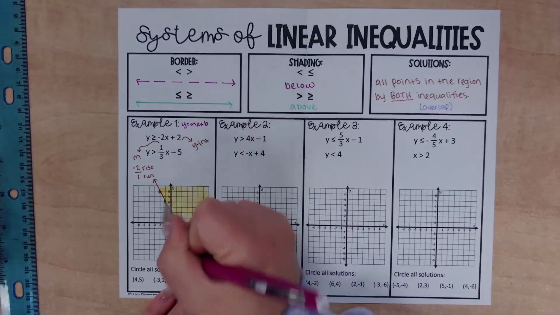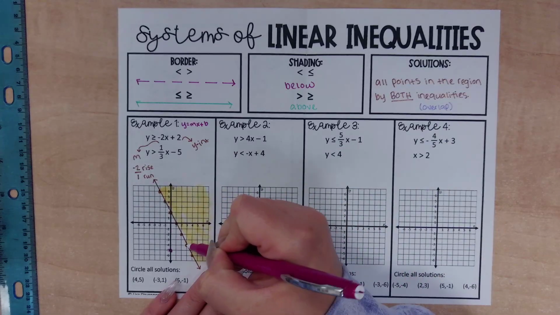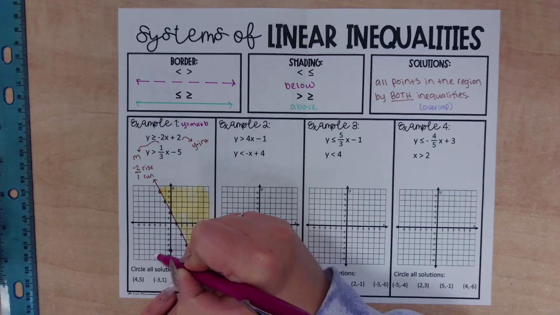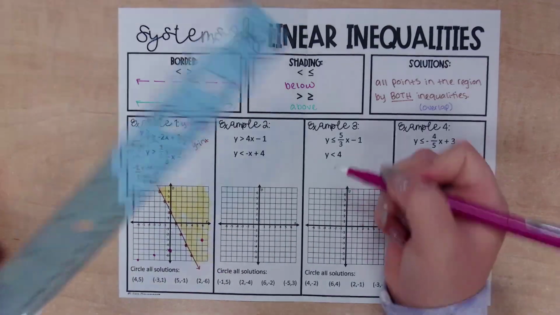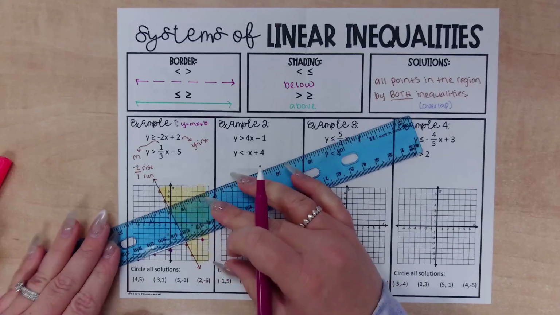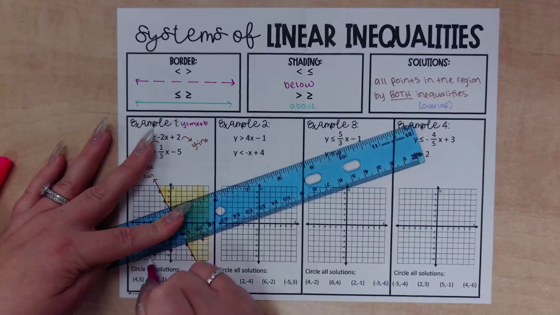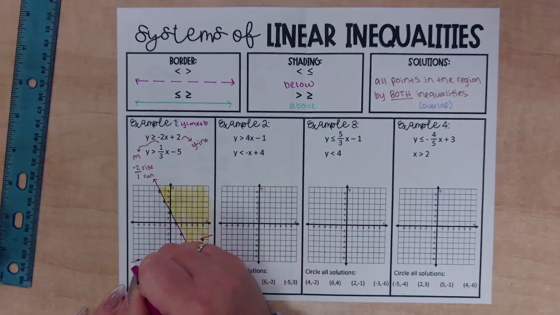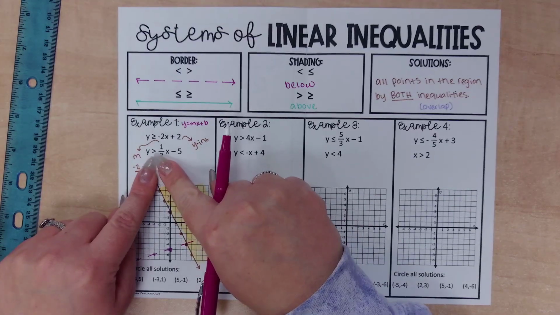Plot your -5 first. Then perform your slope, up 1 over 3, up 1 over 3, down 1, left 3, down 1, 1, 2, 3. Perfect, just like that. Now I can do a precise line, but that one is just greater than, so these will be dashed. Perfect. Now the shading for this one, y is becoming greater.